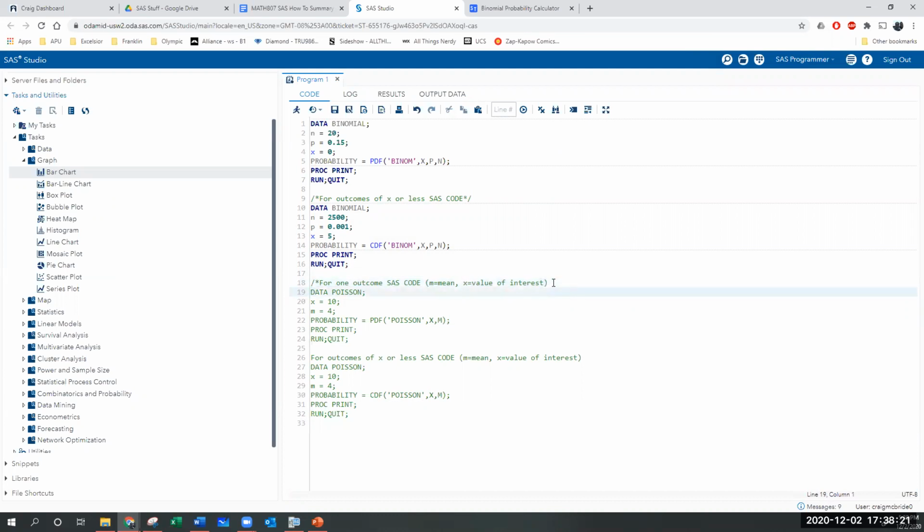Did you just pull that line out, or do you have to add those in? You can pull this line out. I just like having it there so I know what each thing means. Makes sense. Okay. Thank you. So I know that this is the code for doing one outcome, and then this is the code for doing more than one outcome.